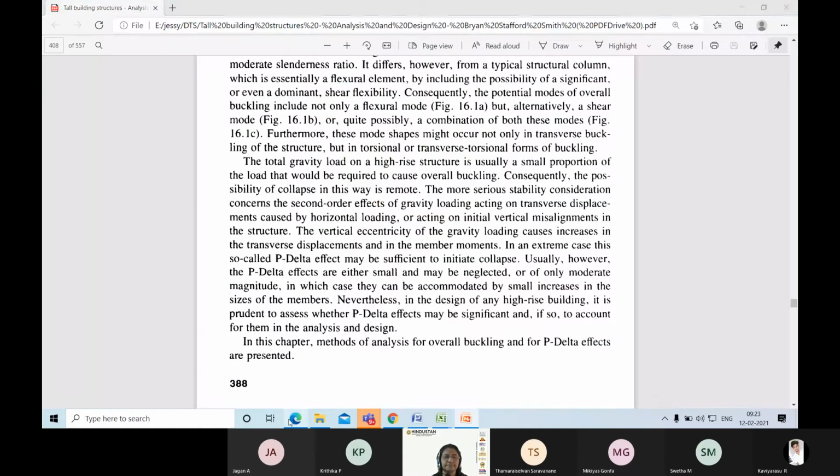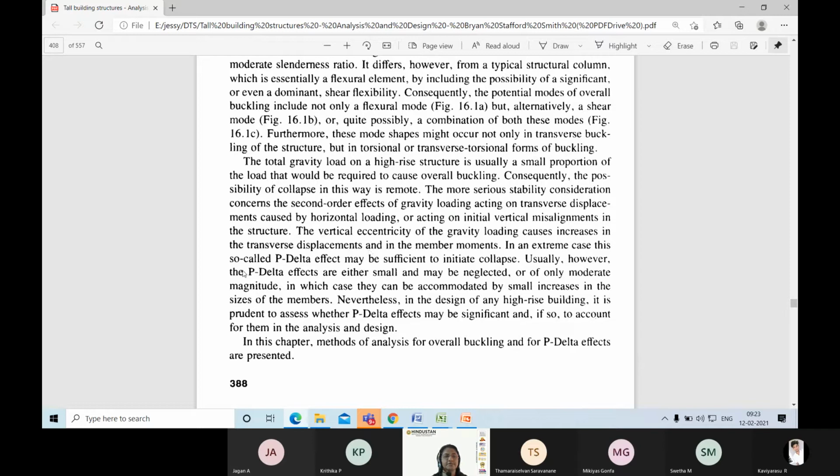But what it says here is, the more serious stability consideration concerns the second order effects of gravity loading acting on transverse displacements caused by the horizontal loading, or acting on initial vertical misalignments in the structure. I'll just show you the diagram. The vertical eccentricity of the gravity loading causes increases in the transverse displacements and in the member moments.